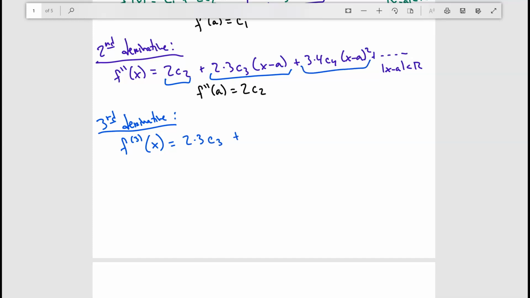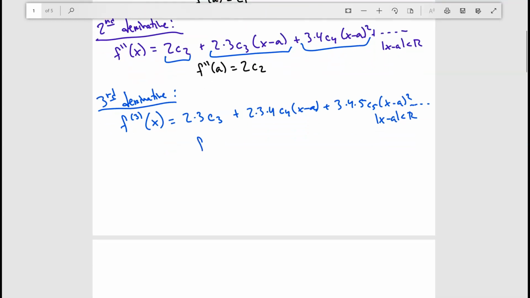Take the derivative of this, and I'm going to get 2 times 3 times 4c4 (x minus a). Then the derivative of the next one would be 3 times 4 times 5c5 (x minus a) squared, and so on and so forth, provided that the absolute value of x minus a is less than r. Well, notice now that the third derivative of a is equal to 2 times 3c3. Okay, and notice that this is just 3 factorial times c3.